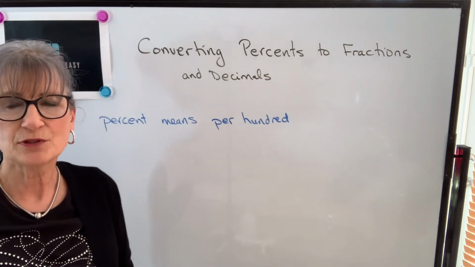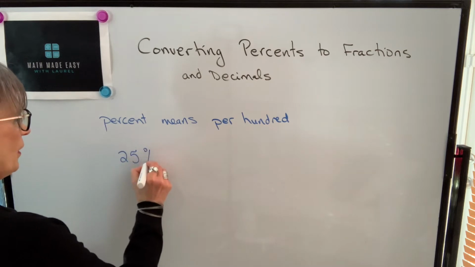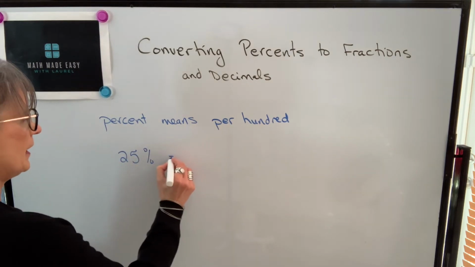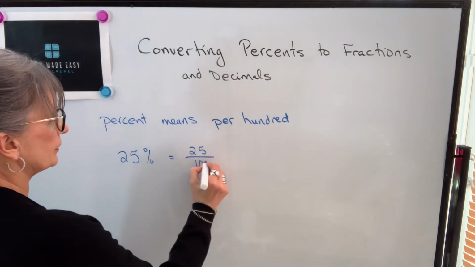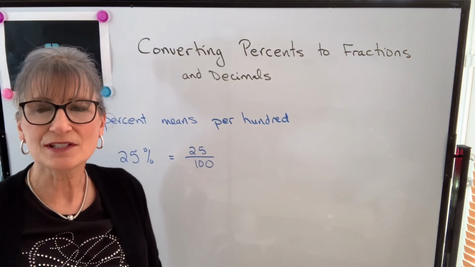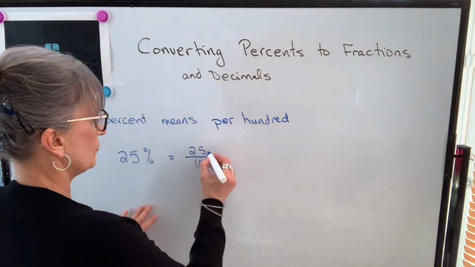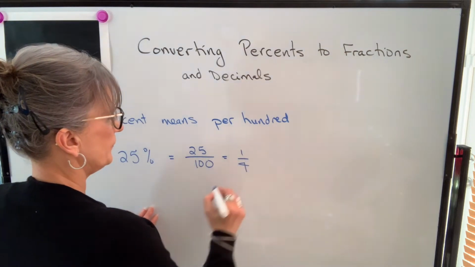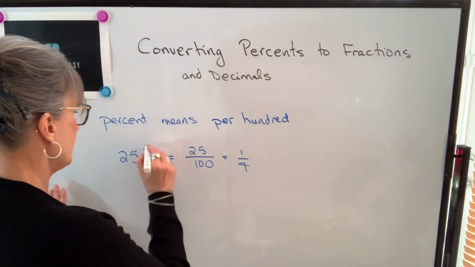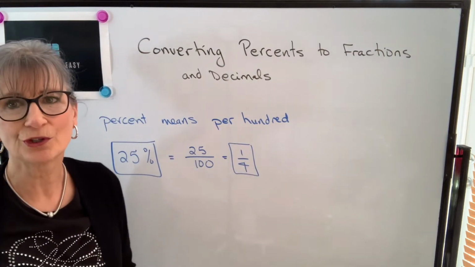So if we had a percent such as 25%, and we want to get rid of the percent sign, that can be written as 25 per 100. If we want to express that result as a fraction, we can just reduce this. So we divide numerator and denominator by 25. It will equal 1/4. So 25% is the same as 1/4.